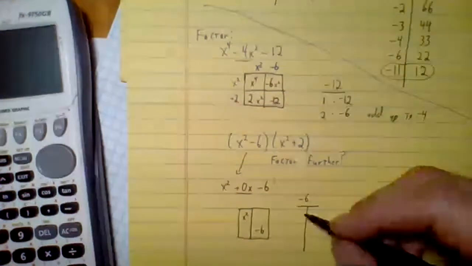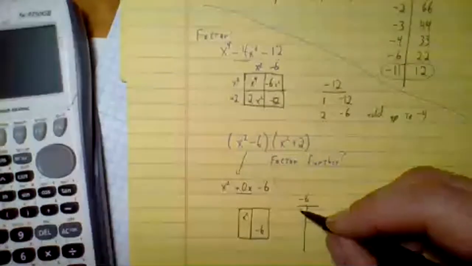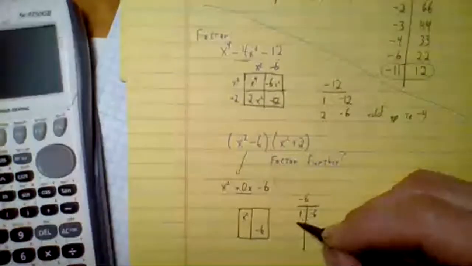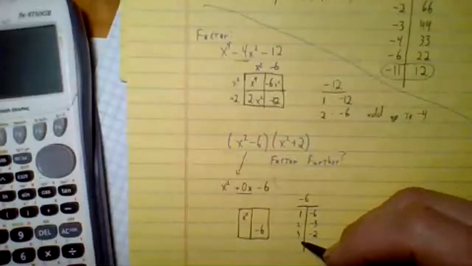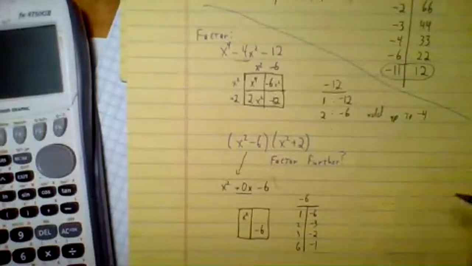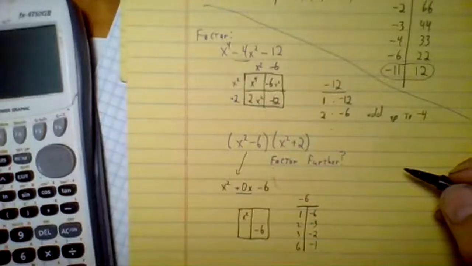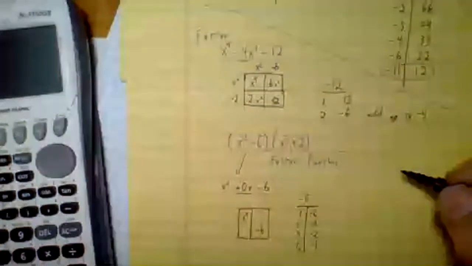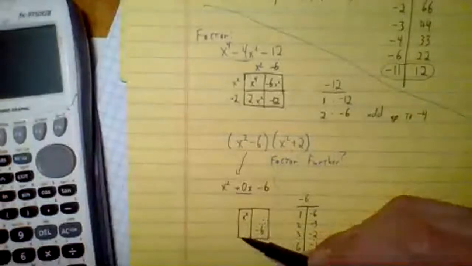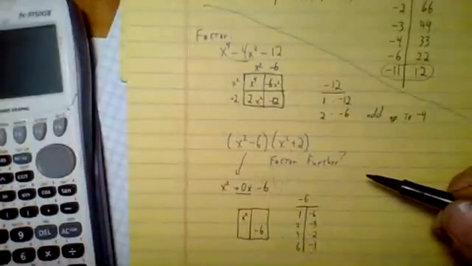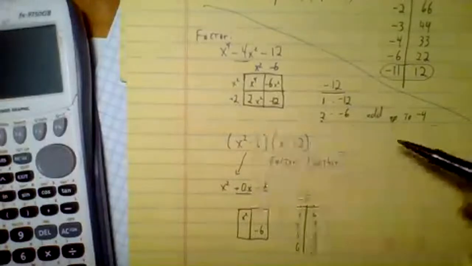I'm not going to end up finding anything that adds up to 0. I could do 1 times negative 6 or 2 times negative 3, but it's not the right kind of number to have something that adds up to 0. None of those are going to work. Since nothing adds up to 0, there's nothing to put in here. If there's nothing that works, it doesn't factor further. So that one is already prime.